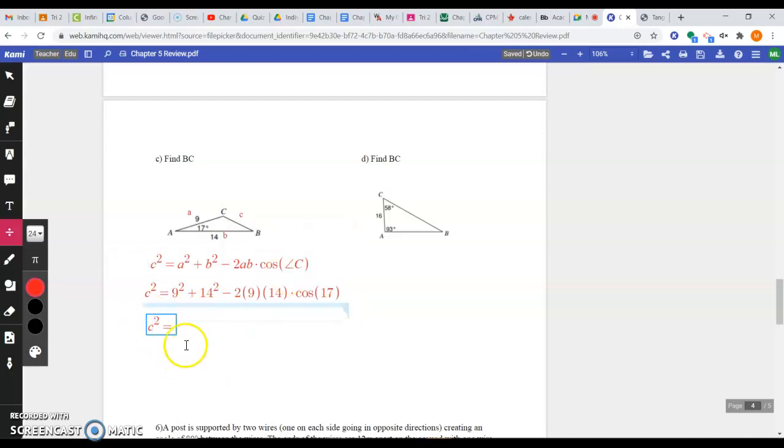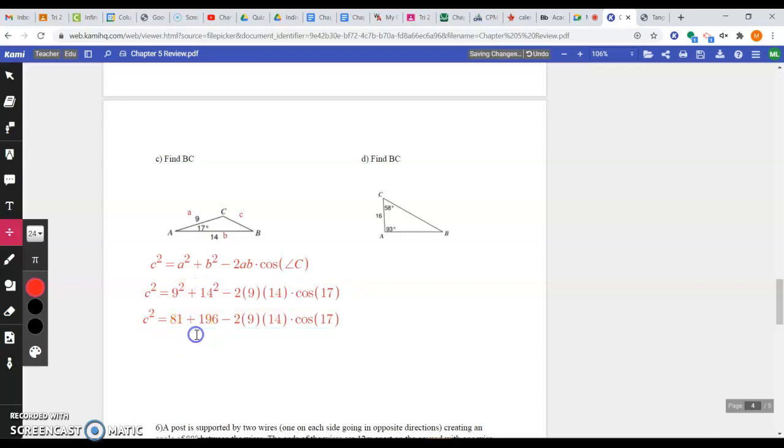c squared equals, order of operations tells me I need to do exponents first. So I'm going to do my exponents. 9 squared is 81, and 14 squared is 196. I did that in my head, so I'm going to take a second to make sure on my calculator that is what I get. I'm going to do 14 times 14, and I get 196. Perfect. Okay. And then I'm going to leave the rest right now, which is negative 2 times 9, put parentheses in, times 14 times the cosine of 17.